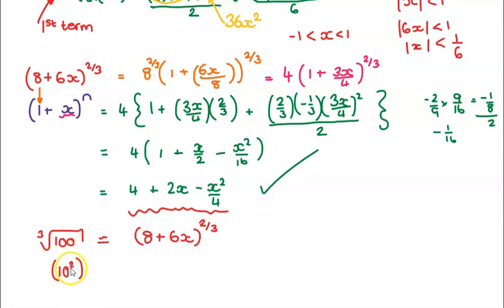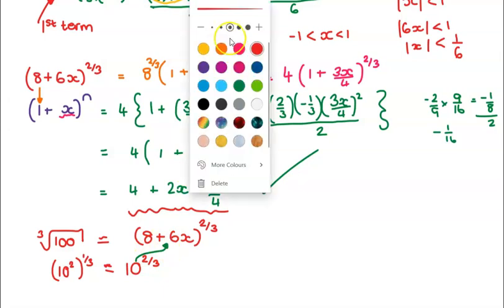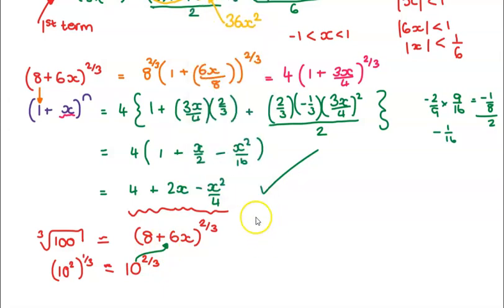So I'm going to write 100 as 10 squared. We know that the cube root is the same as the power a third. Now we also know, because we're clever, that our bracket rule tells us we can multiply these powers. So that is the same as 10 to the power 2/3. Now that does look like this bracket now. Whee! This does look like this bracket. Okay, so we can then go ahead now and replace our 8 plus 6x with 10.